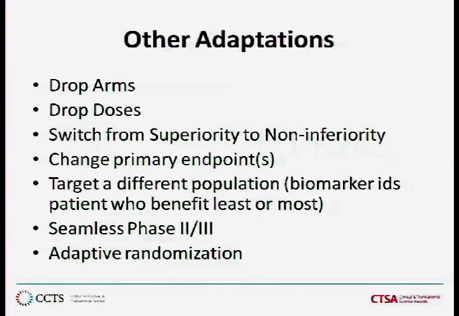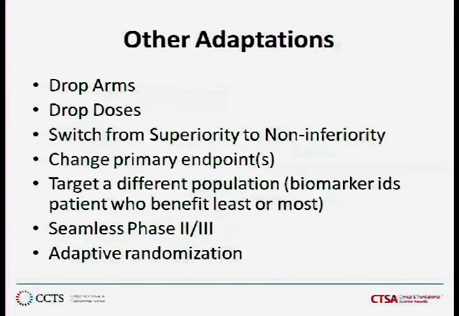But here are some other adaptations that seem kind of controversial but interesting. These are being discussed. You could drop arms halfway through. So drop arms or doses. You start out with, say, an exploratory attitude. And then the second half of the study, you just continue on. You have patients that are in the arms that you keep, but the arms that you don't want to continue randomizing to, they get dropped.